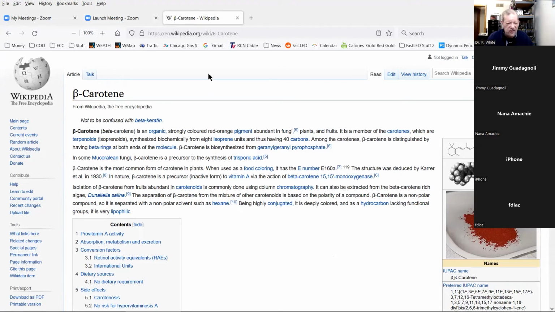Because it contains a molecule, and this is not the IUPAC name, it's a common name, beta-carotene. Everybody see beta-carotene on your screen right now?